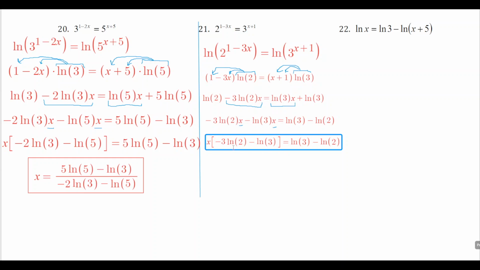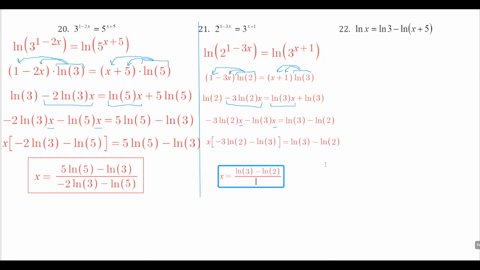All right, so at this point I'm going to divide what's inside the brackets over here on both sides. So I get x equals natural log of 3 minus natural log of 2 divided by 3 natural log of 2 minus natural log of 3. And we can basically be done there.